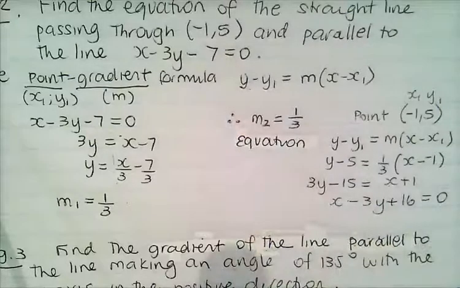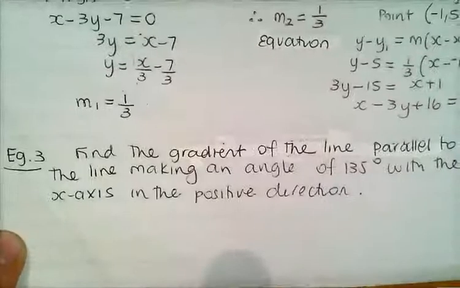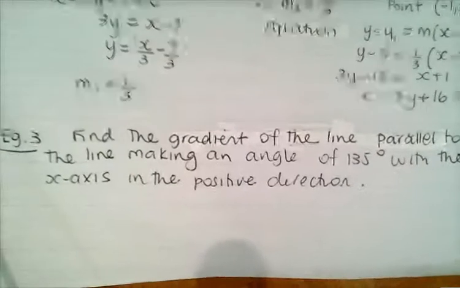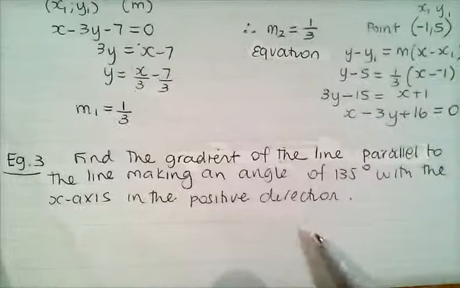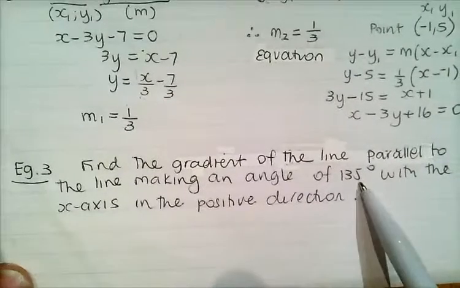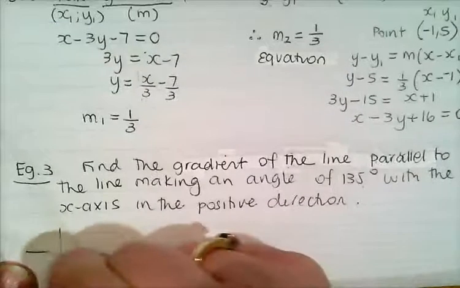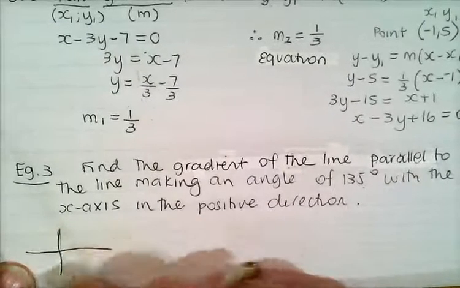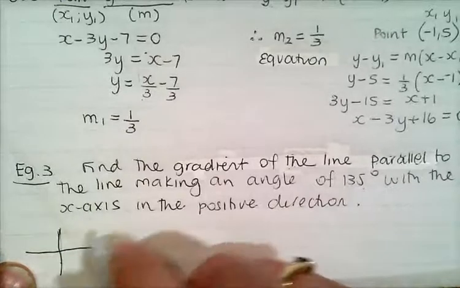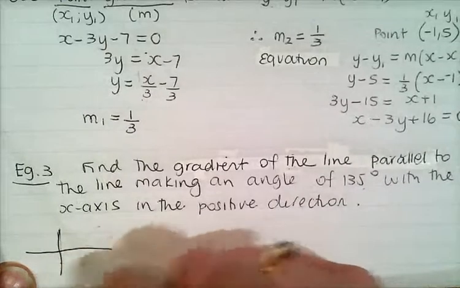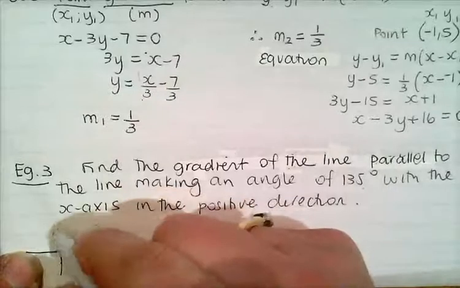Okay? Now for example 3. In example 3, you have to find the gradient of the line that is parallel to the line that makes an angle of 135 degrees with the x-axis in the positive direction. Now I'm just going to draw that. Now I don't know where along this line, the line could go through here, it could go across here, but it makes an angle of 135 degrees. So it doesn't matter where the y-axis is.